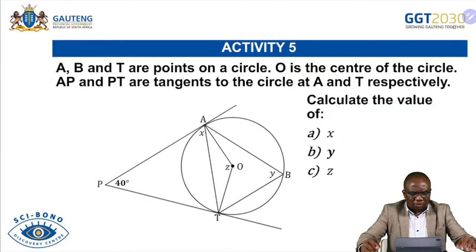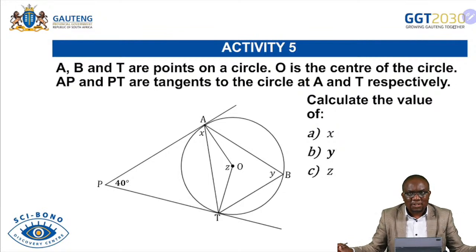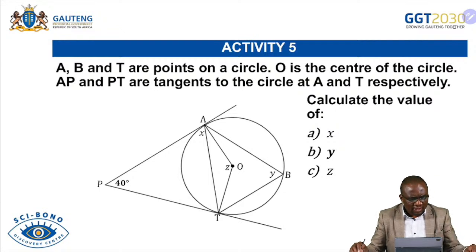Right, welcome back, grade 12s. Did you manage to try? What did you get for X? What did you get for Y? What did you get for Z? Right, A, B, and T are points on a circle. O is the center of the circle. AP and PT are tangents to the circle at point A and T respectively. Tangents from the same point.